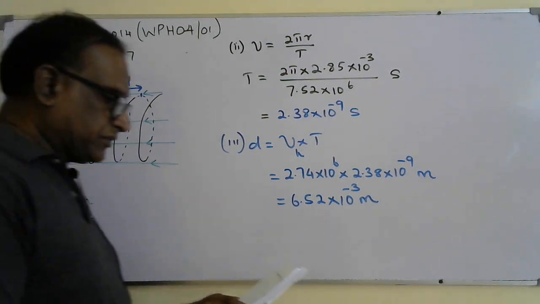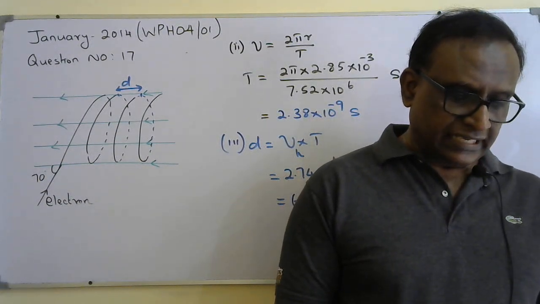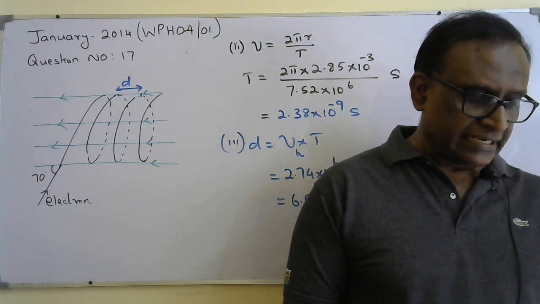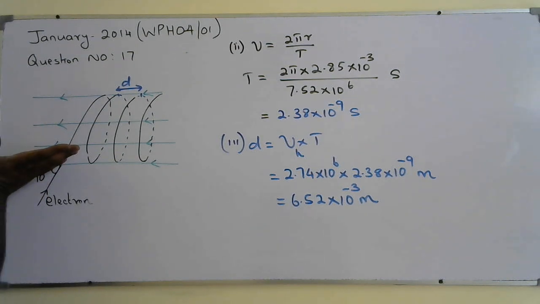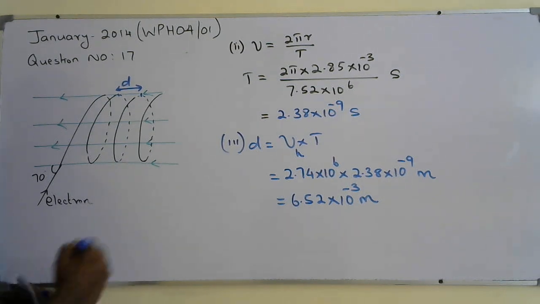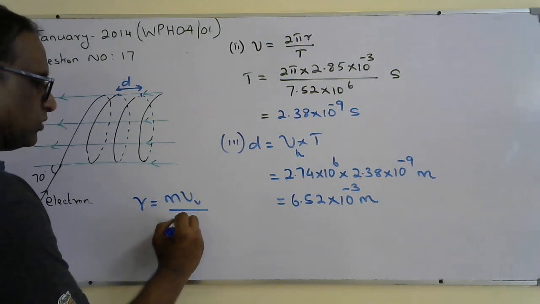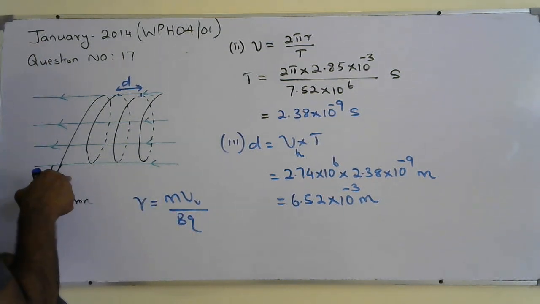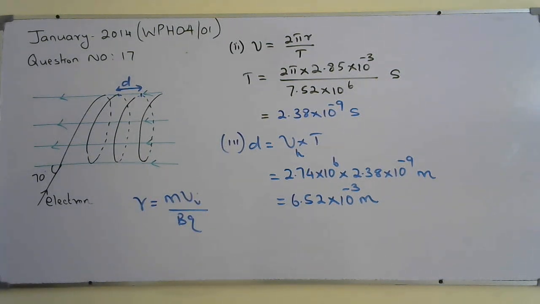Okay, so the last part of the question, describe how the path would be different if the electron entered the magnetic field at an angle less than 70 degrees. So when it enters at an angle less than 70 degrees, what will happen? The perpendicular component of the velocity will decrease. So the radius of each loop will decrease, because the radius of each loop is given by r equals mv over Bq. So when the angle decreases, the perpendicular component will decrease, so the radius of the loop will decrease.